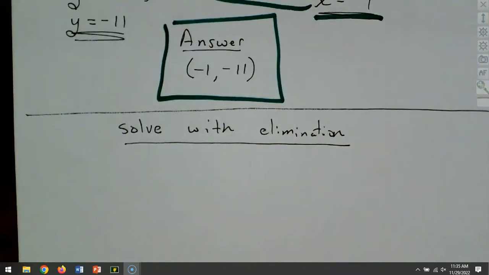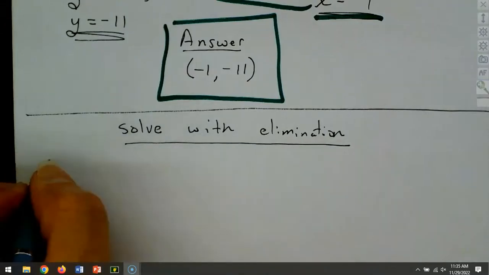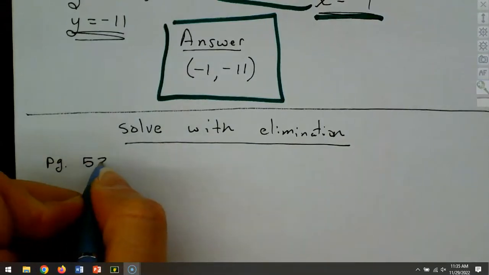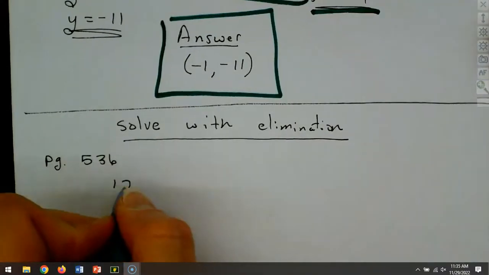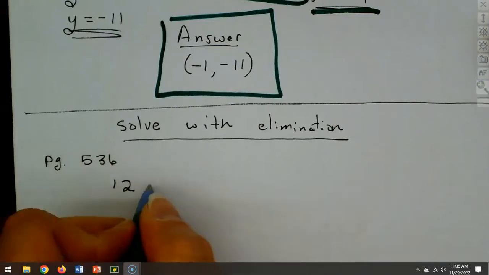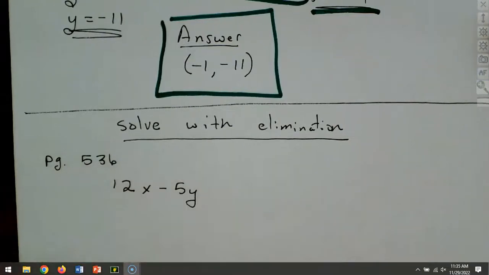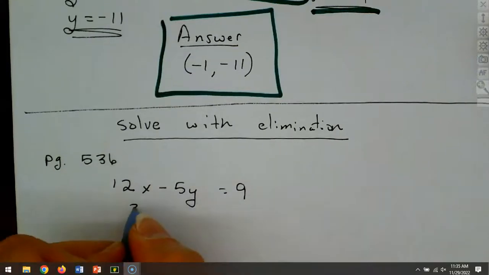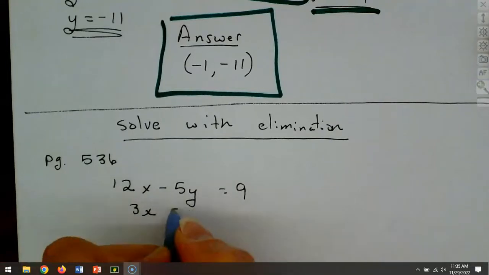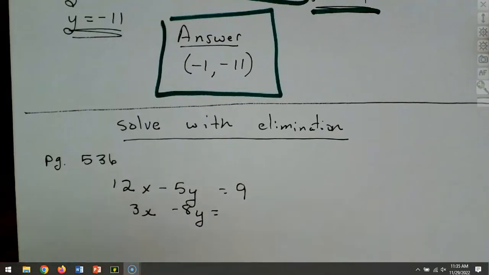So page 536. We'll look at question 12, which is 12x minus 5y equals 9, and 3x minus 8y equals a negative 18. Make sure everything is right here. Right. So we're going to try to solve this with what's called elimination.